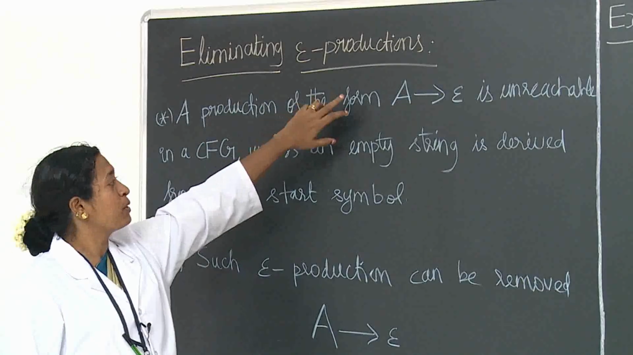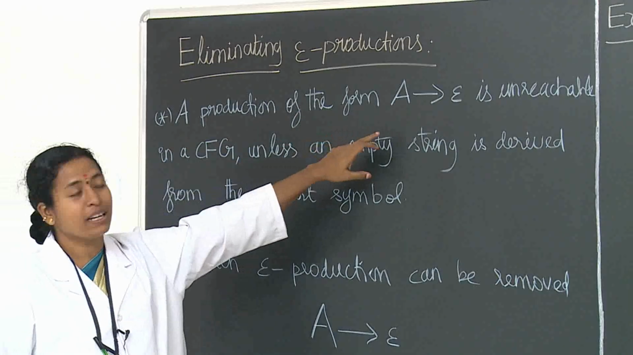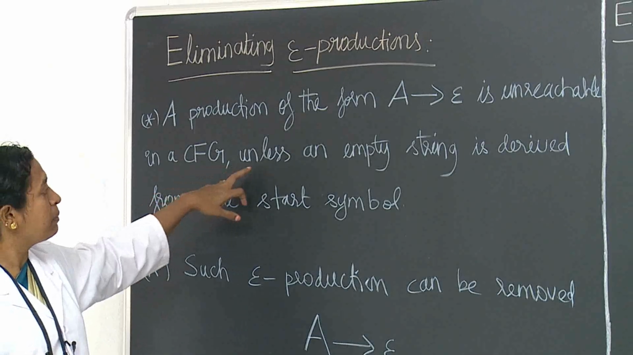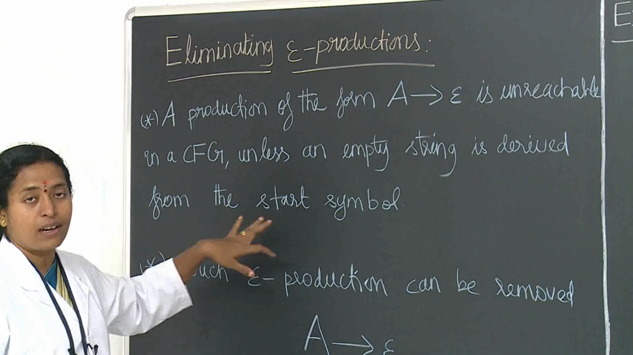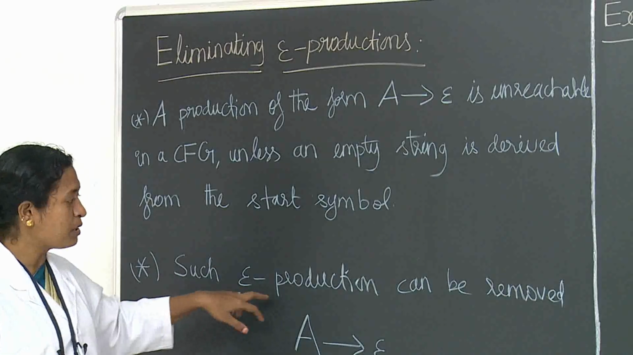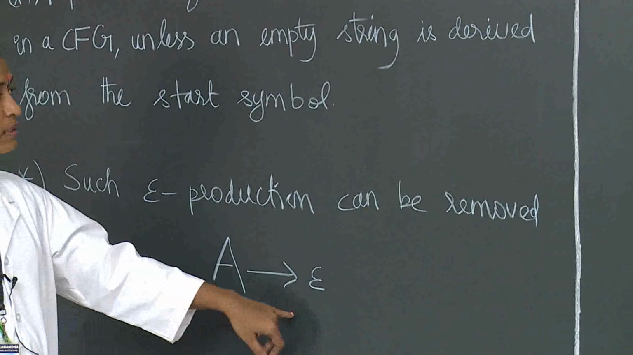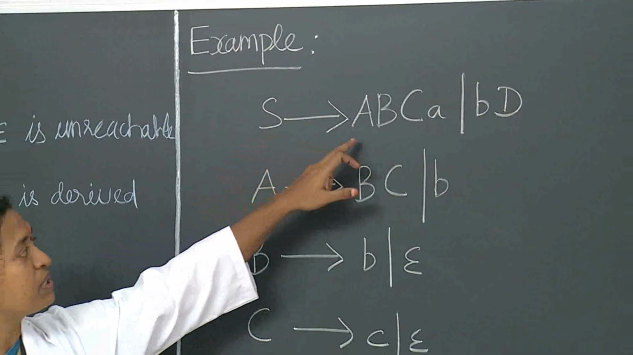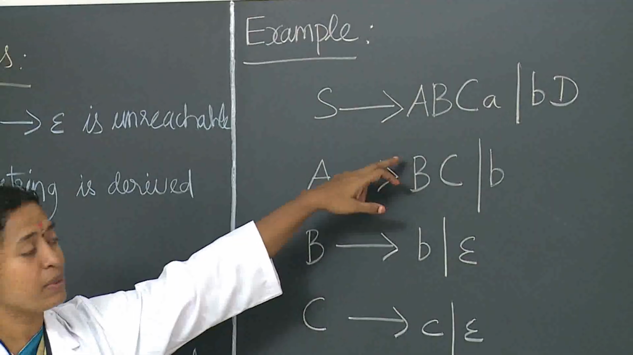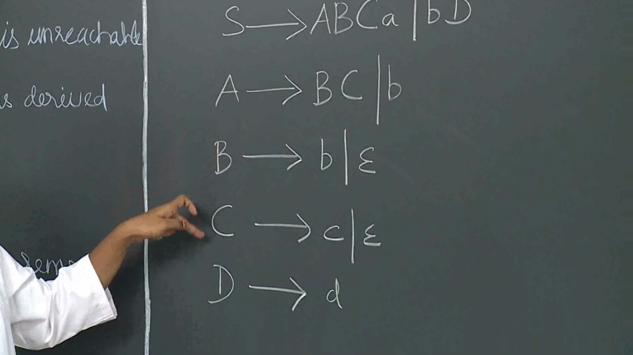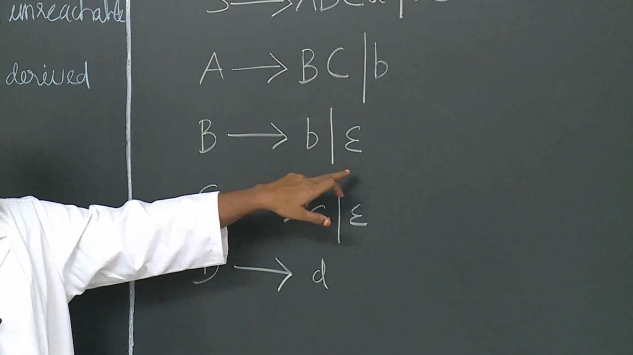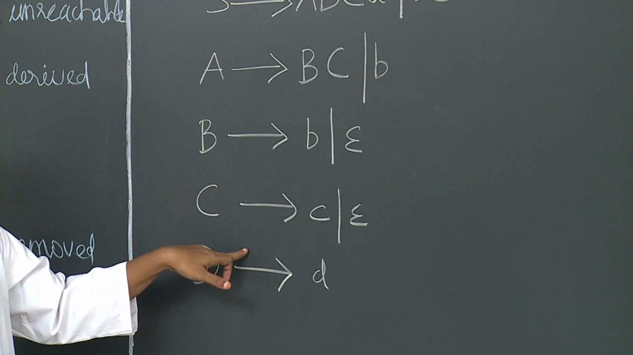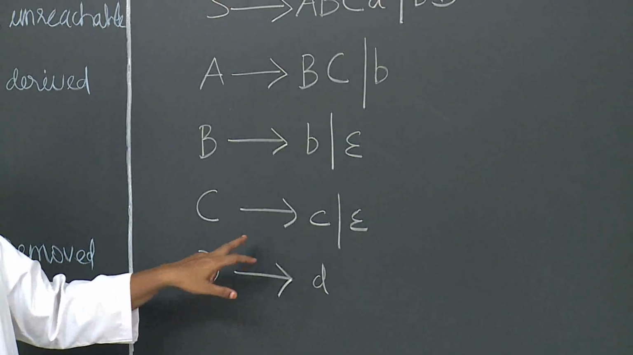Eliminating epsilon productions. A production of the form A tends to epsilon is not allowed in a context-free grammar, but it may be present for the start symbol. Such epsilon productions can be removed like this. Here we can see an example. From the start symbol, it is derived at non-terminals and terminals. From each and every non-terminal, the terminals, non-terminals and epsilon are also derived. In case of epsilon, they should be eliminated. How can we eliminate? In two steps we can eliminate.